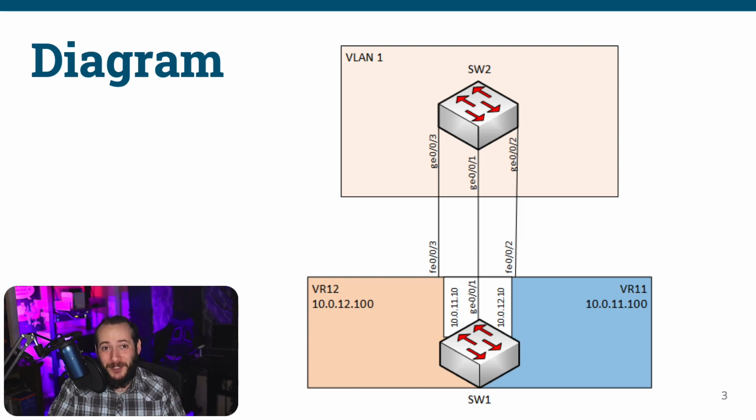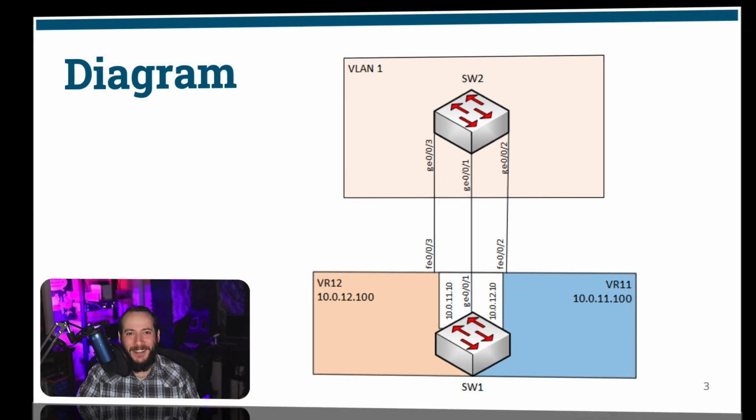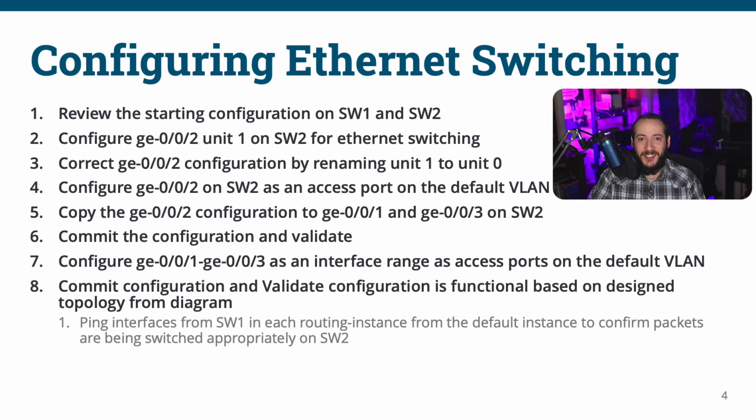Now that we've reviewed the topology, let's review our configuration goals before we get started. These are the steps we'll be following through our lab demonstration. In this section, we'll be configuring Ethernet switching on the three interfaces on SW2, both individually and as an interface range. We'll then validate that the interfaces in each routing instance on SW1 are reachable from the default instance, confirming that the traffic was bridged successfully between the interfaces on SW2.